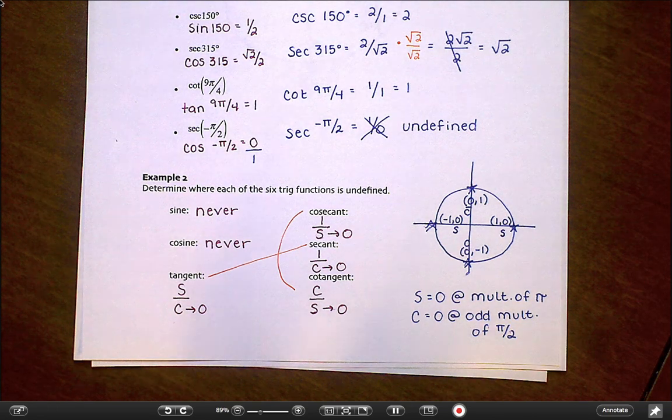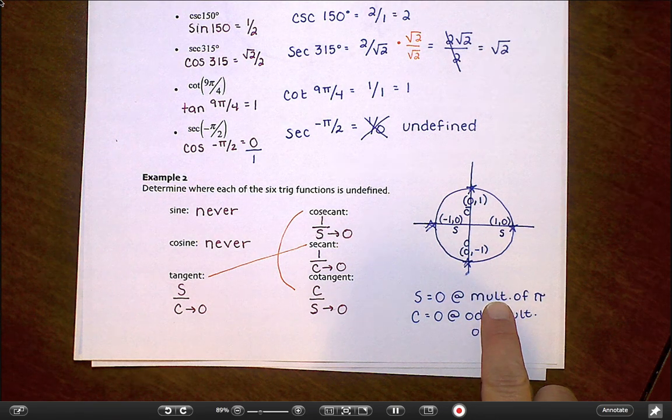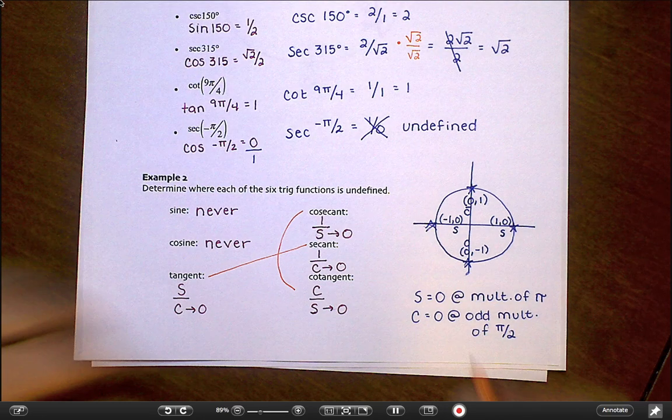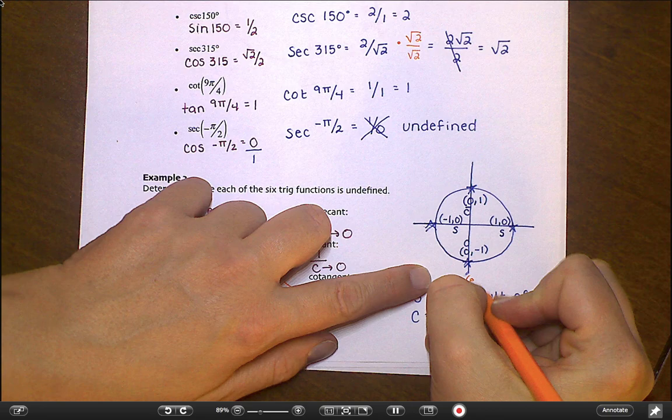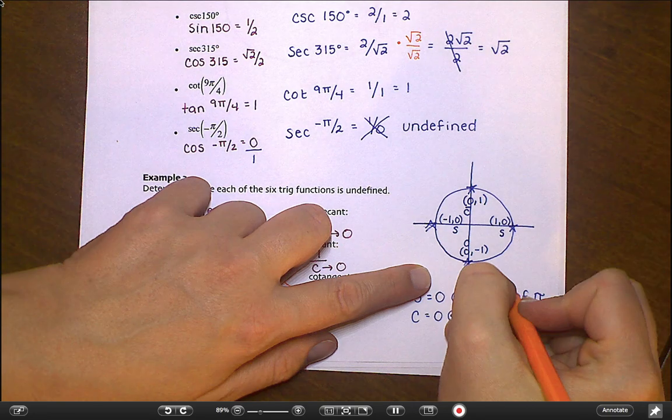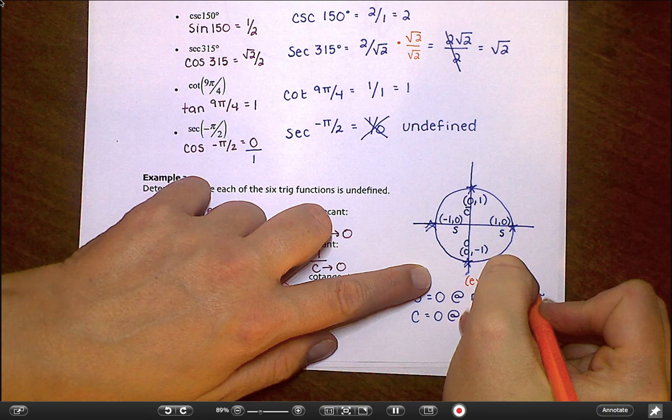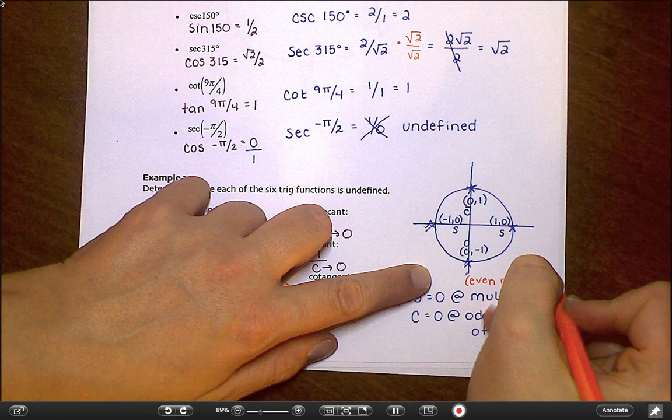So you might be thinking, what happened to the even multiples of pi over 2? Well, the even multiples of pi over 2 would be like 2 pi over 2, 4 pi over 2, 6 pi over 2. And if you simplify those, they turn into the multiples of pi. So really, the multiples of pi are even multiples of pi over 2.